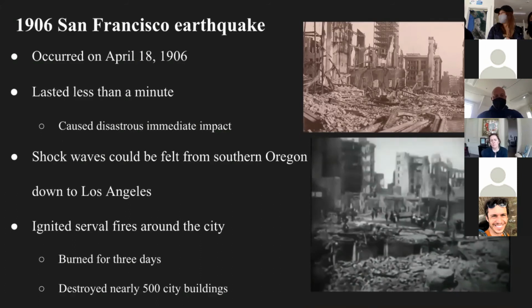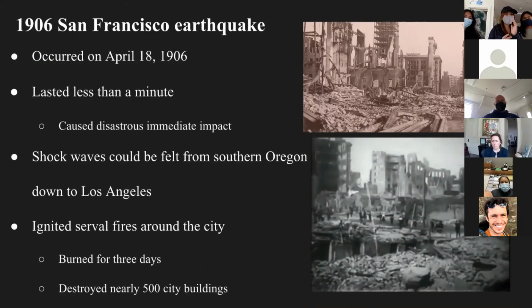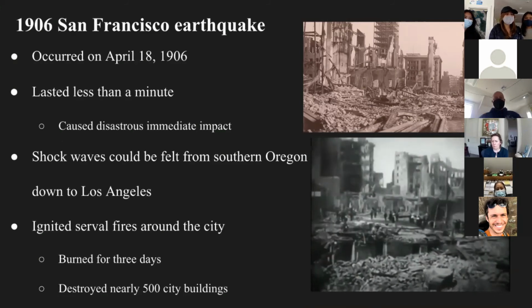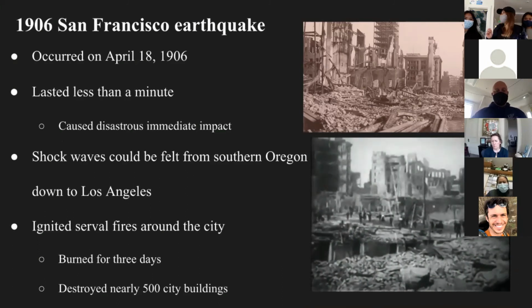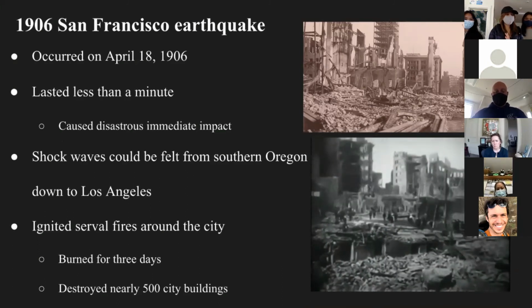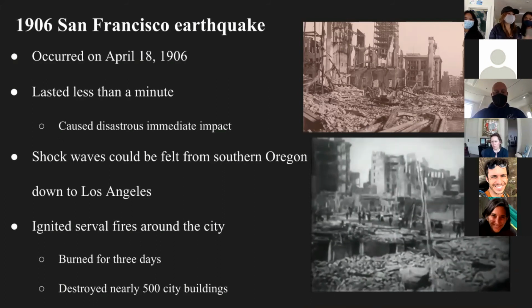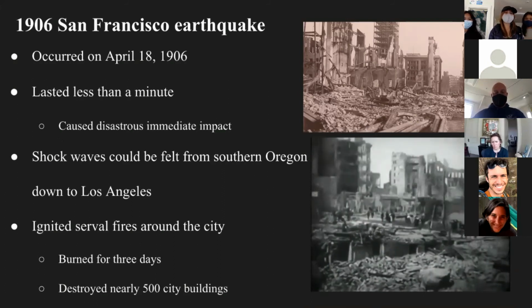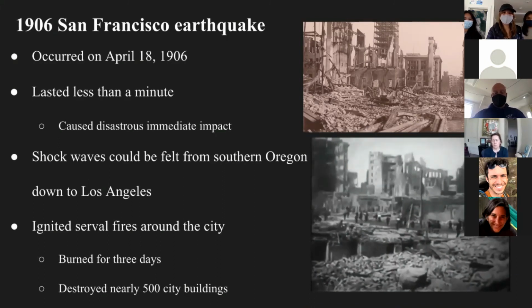First, the 1906 San Francisco earthquake occurred on April 18. Even though it lasted less than a minute, the impact was disastrous. The waves could also be felt from southern Oregon to Los Angeles. The earthquake also ignited several fires around the city that burned for 3 days and destroyed nearly 500 buildings in the city.